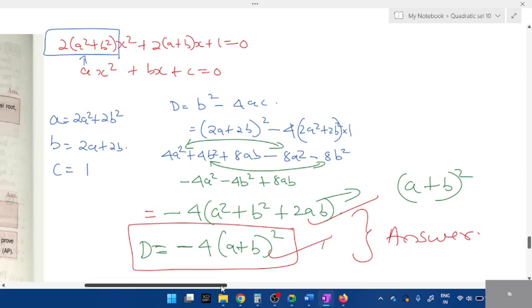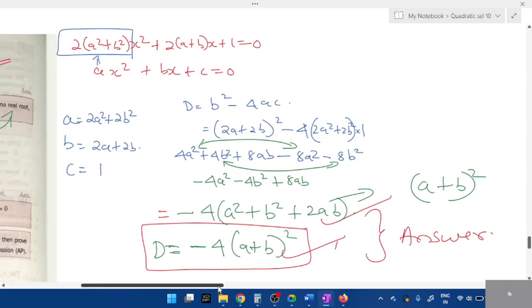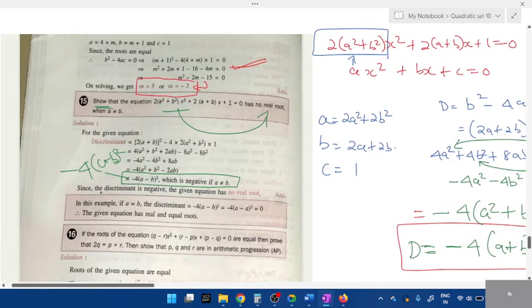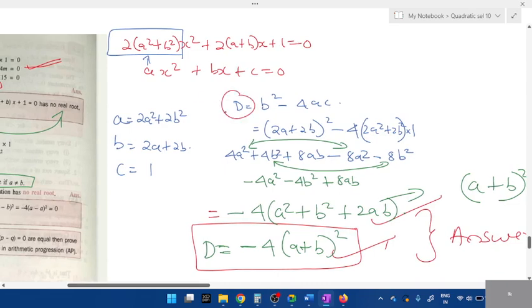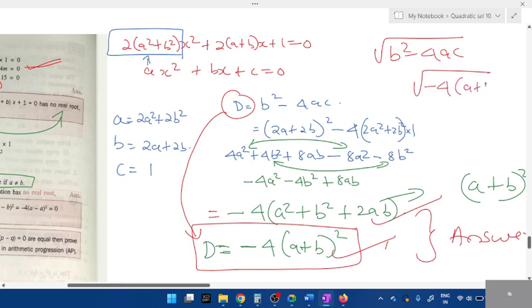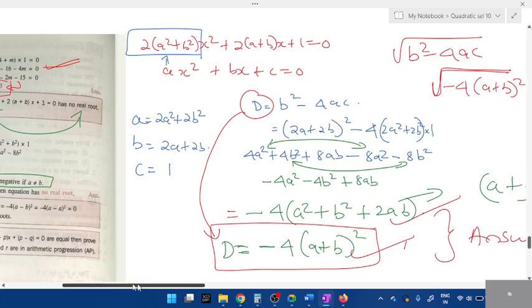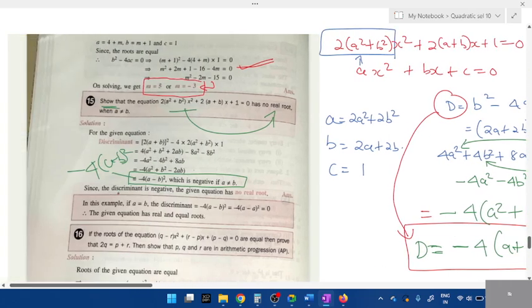Completed? All of you are done? I mean, did you go through? So look at the answer, students. Since the discriminant is negative, so what's the first thing I told you? D stands for what? Discriminant, right? So since the discriminant is negative, look here. b square minus 4ac. If this root was given, you would have got minus 4 into a plus b the whole square. So whatever is present inside the root, if it is negative, it is imaginary. That is what they mean by this statement. Since the discriminant is negative, the given equation has no real root.